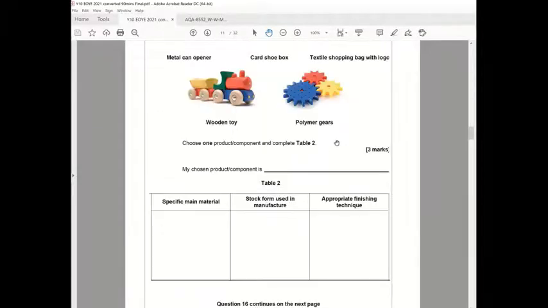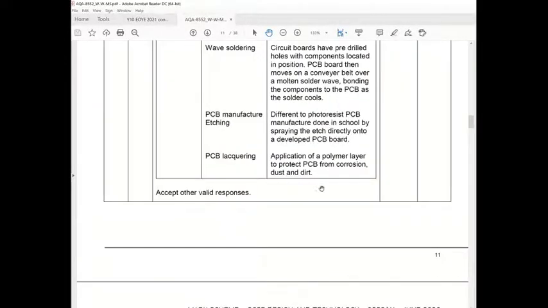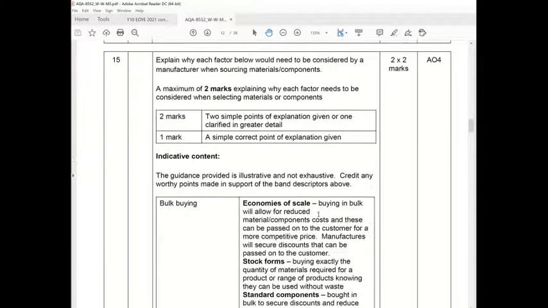And appropriate finishing techniques: nylon self-finishing. With the wooden toy, we have lacquering, painting I accepted. Varnishing is another one you could have done. And stainless steel, self-finishing, we could dip coat it, we could put it in plastic, we could polish it. And with the card shoebox, well, it's printed, isn't it? And I don't know the correct terminology for that. So we will look to the mark scheme.